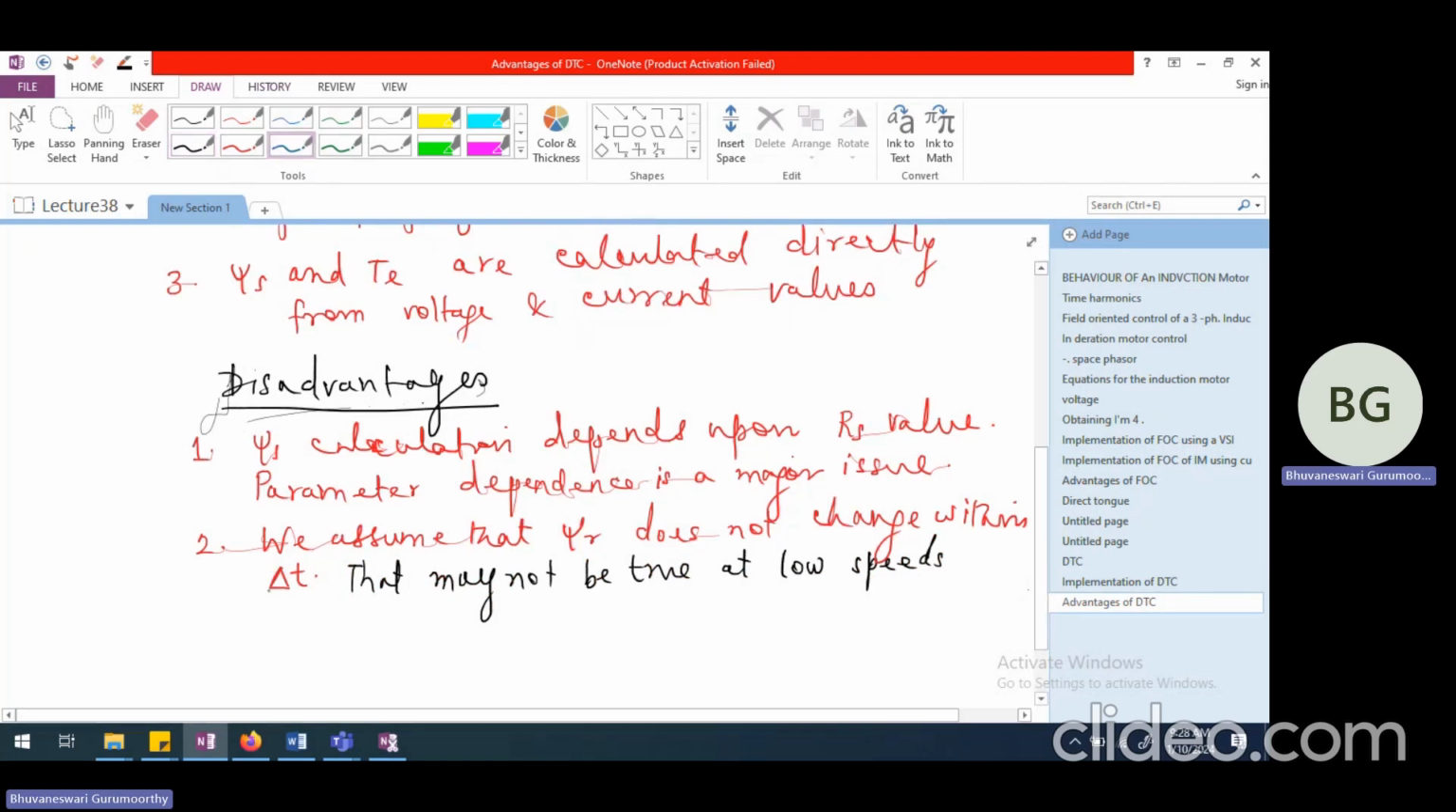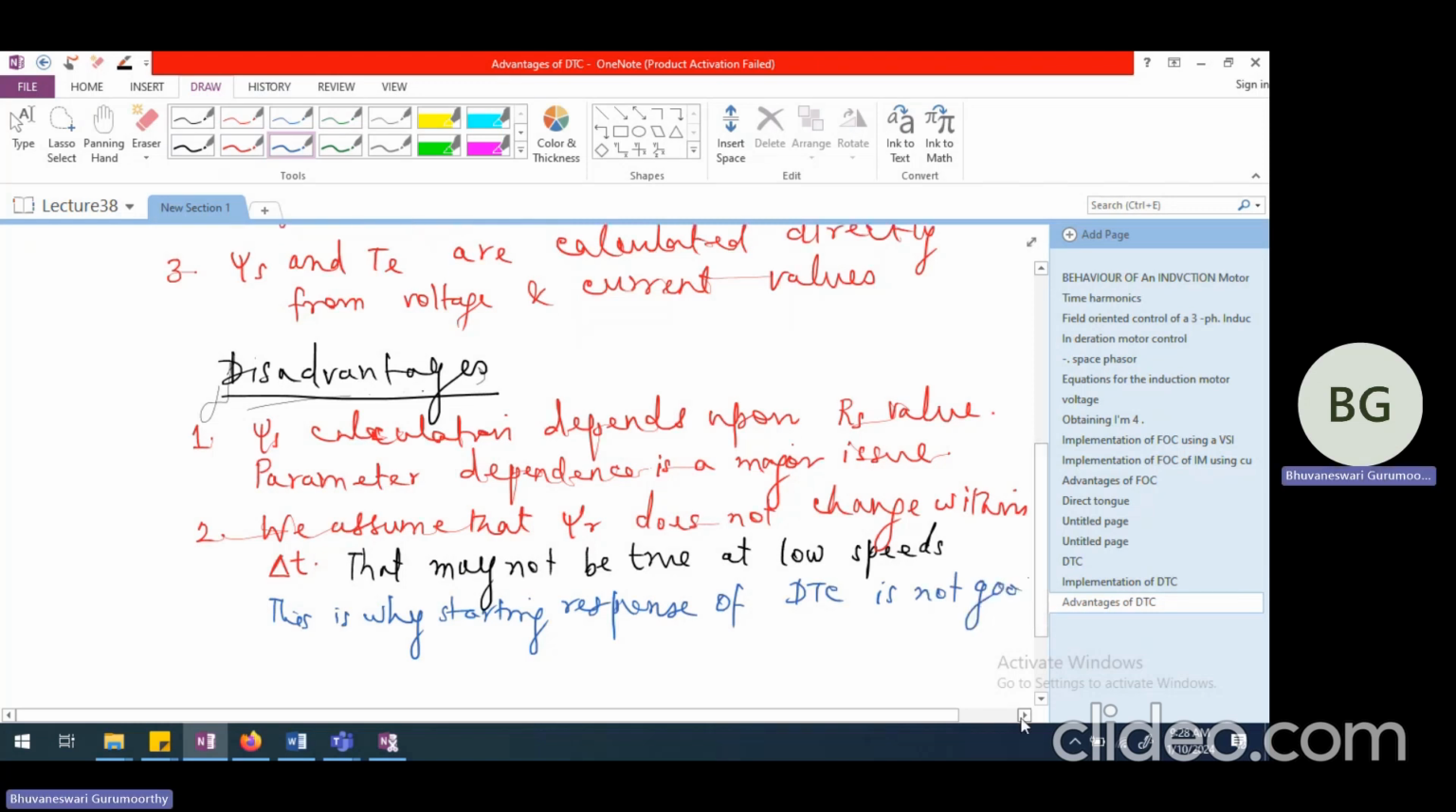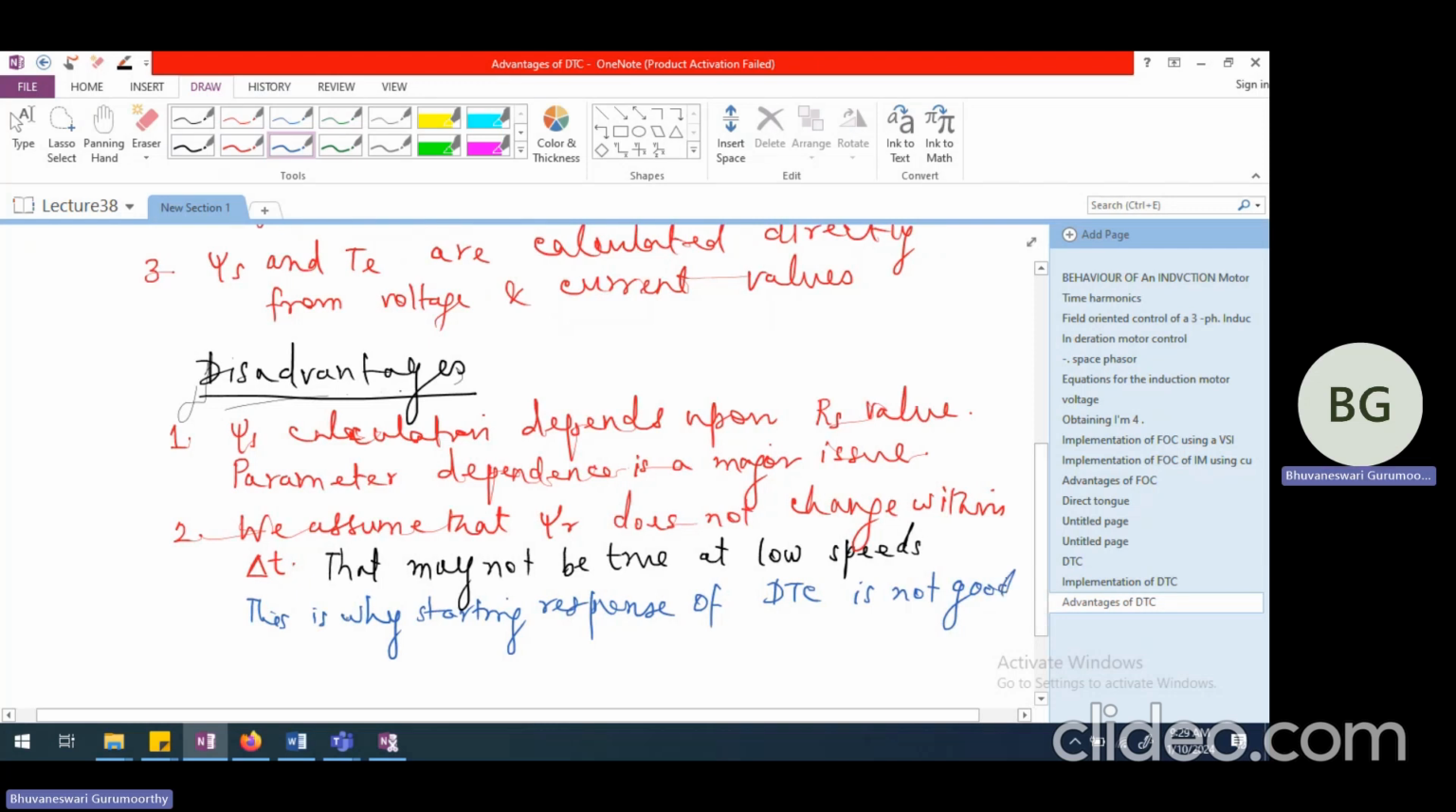This is one reason why starting response of DTC is not good in most of the cases. Starting response may not be good at all in DTC.